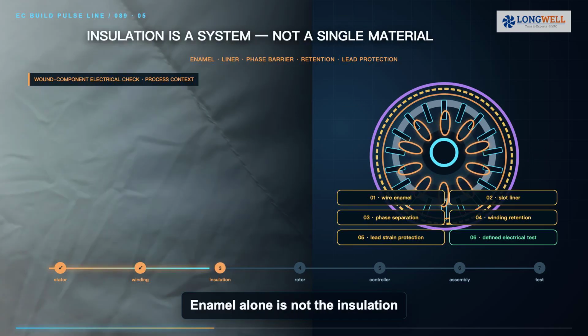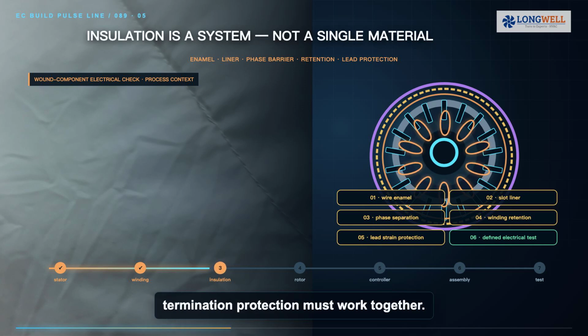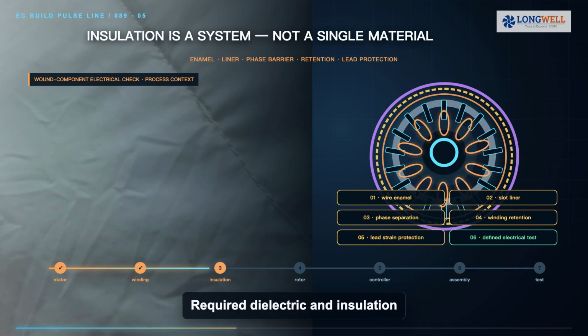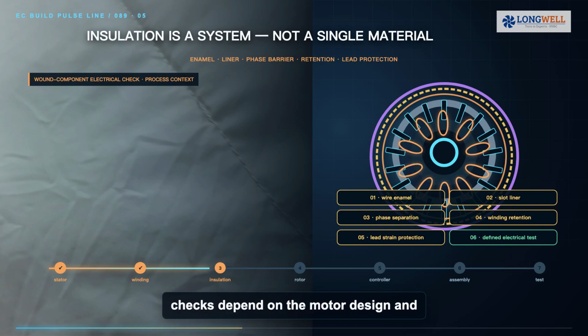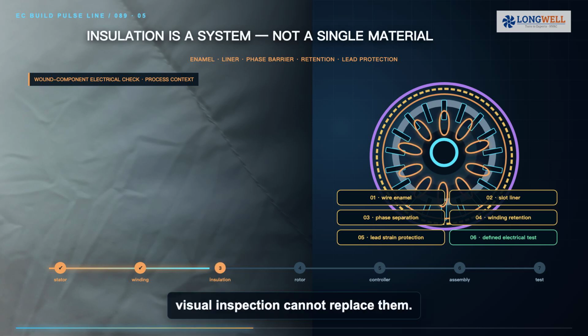Enamel alone is not the insulation system. Slot liners, phase barriers, lead routing, winding retention and termination protection must work together. Required dielectric and insulation checks depend on the motor design and approved test plan. Visual inspection cannot replace them.